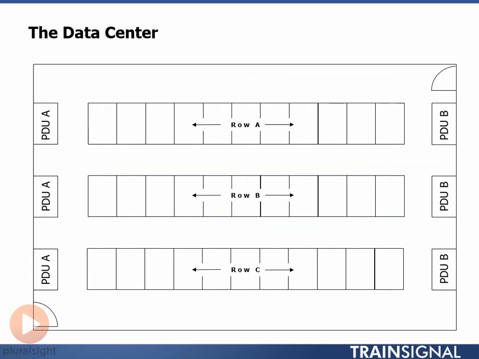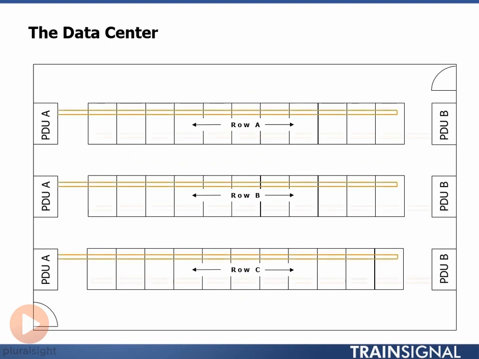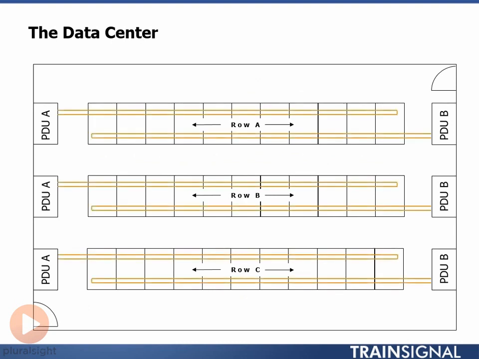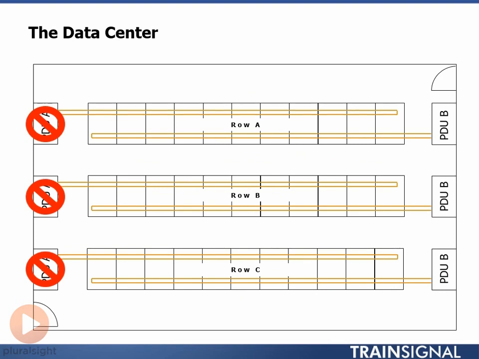And let's add some power feeds to our cabs. As we can see, every rack in each row is supplied with power from a PDU on the east wall and also a PDU on the west wall, giving us redundant power supplies to each and every rack in the data center. This means that if we lose all power to the PDUs on the east wall, every rack could still have power from the PDUs on the west wall.